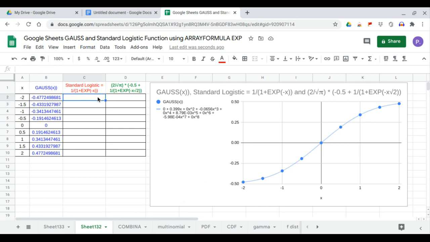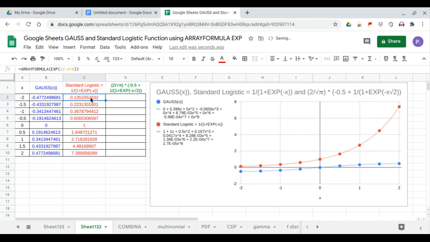And we generate the standard logistic function, which is equal to array formula. Let's start with the exponent. Exponent of -2 to +2 values of x. And factor in the negative sign.